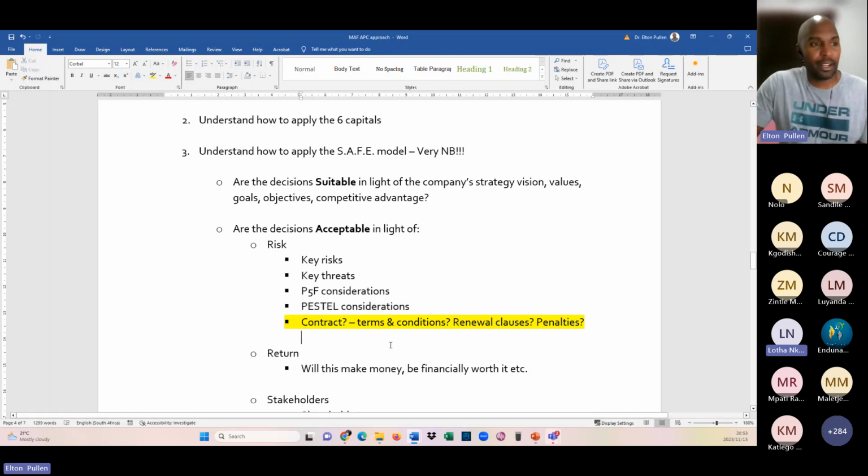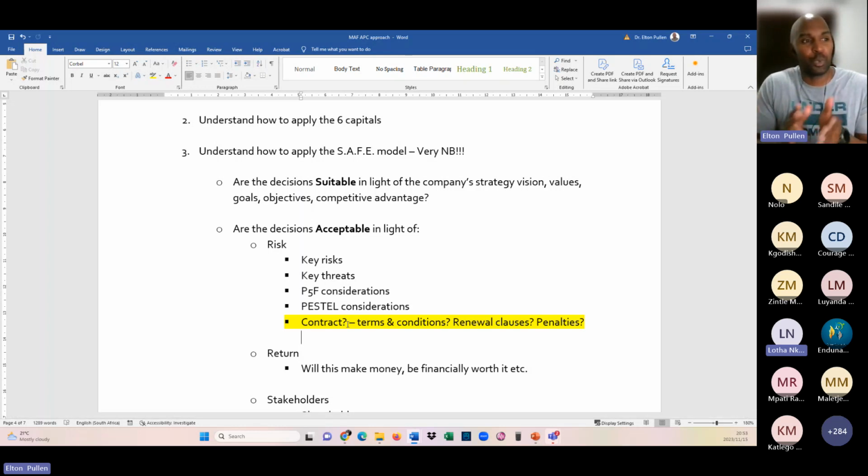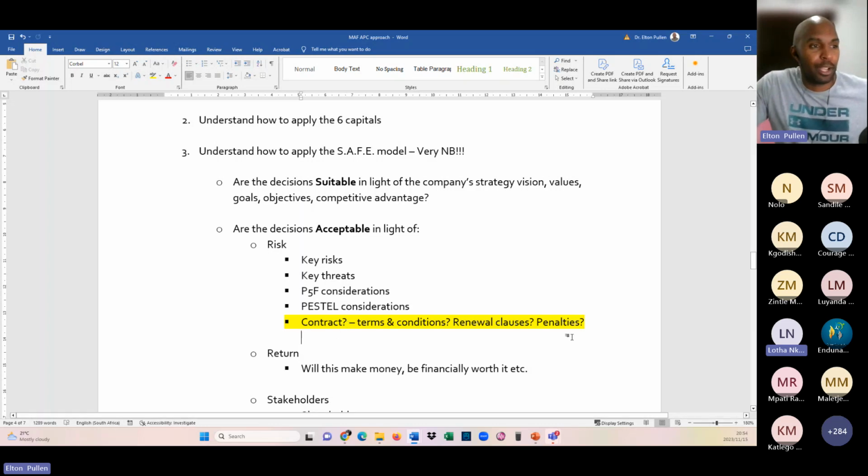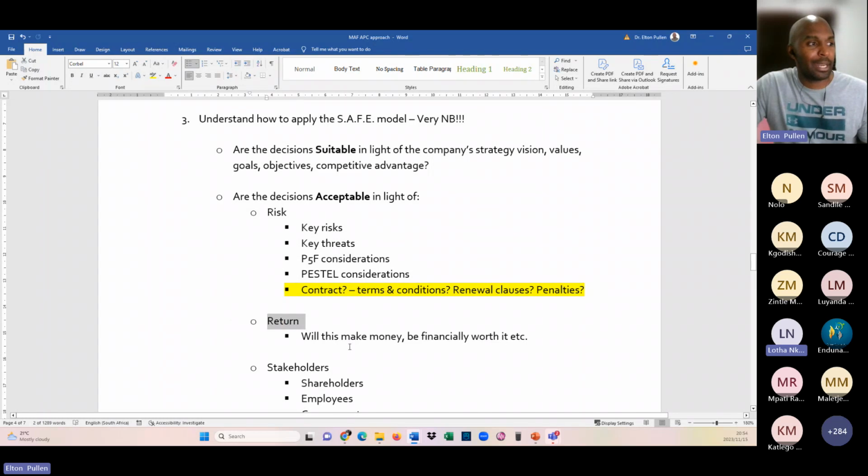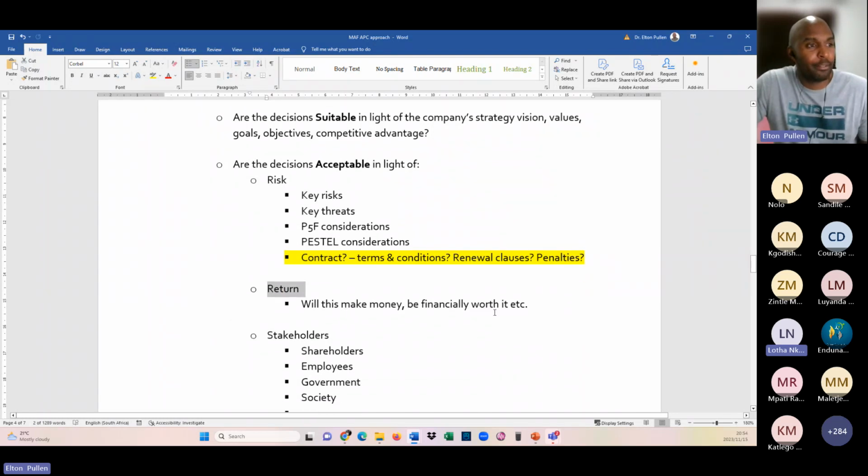And then I added this, it won't be on your document because while Rendani was talking, I added this: if the decision relates to a contract, there are some other things you can question, like terms and conditions, renewal clauses, penalties, which are also possible risks you want to mitigate against. So I just added this afterwards, which I thought is relevant to keep in your armor. Cool, so that's risk. Then return, is it acceptable in light of return? Well, basically, will it make money? Is it financially worth it?